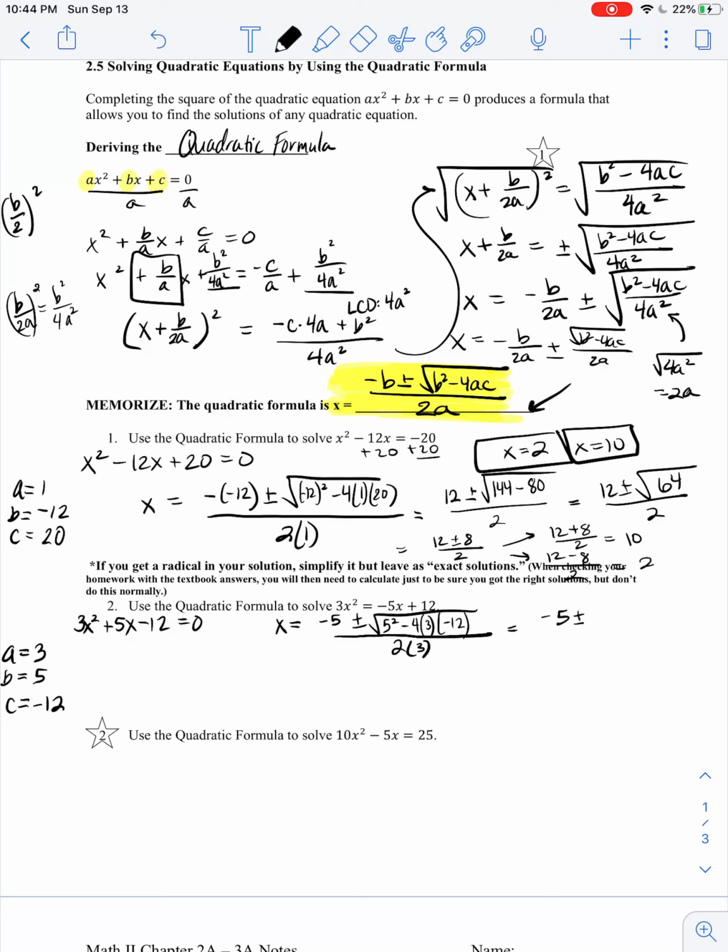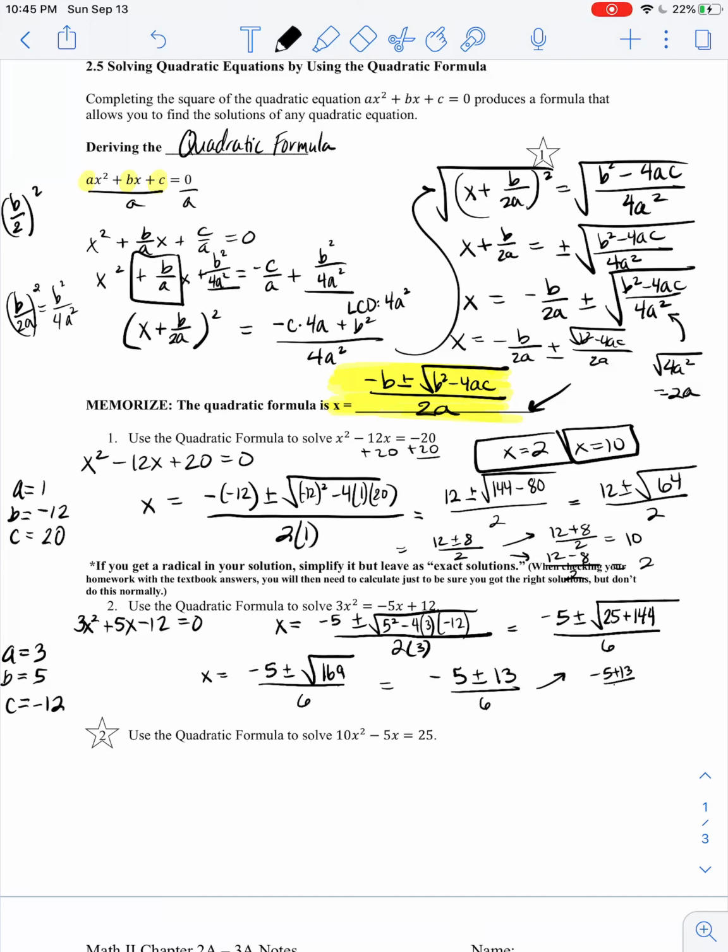So I'm going to start simplifying. This is negative 5 plus or minus the square root of 5 squared, that's 25, plus 4 times 3 is 12, times 12 is 144, all over 6. So we get negative 5 plus or minus the square root of 169 all over 6. And the square root of 169 is 13. So that's negative 5 plus or minus 13 all over 6.